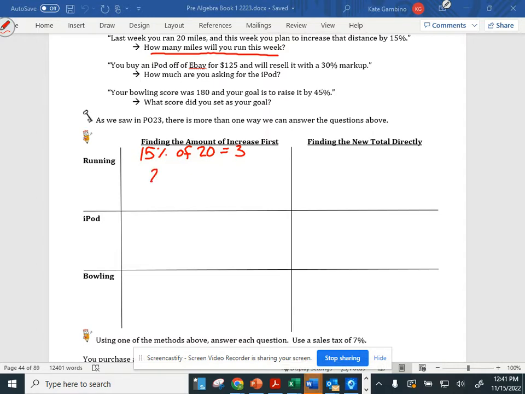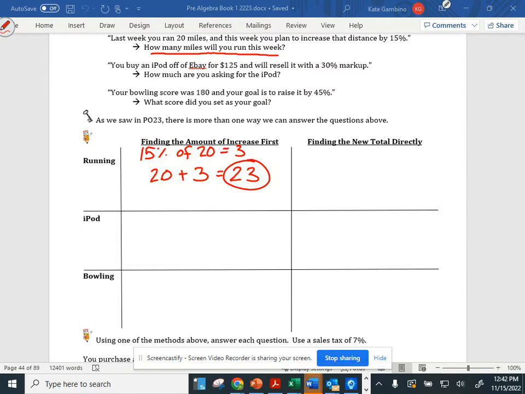You add the 20 over first. Yeah, so we know we're doing 20 miles plus 3 more miles. We want to do a total of 23 this week. So if you find that increase first, then you add it back on.